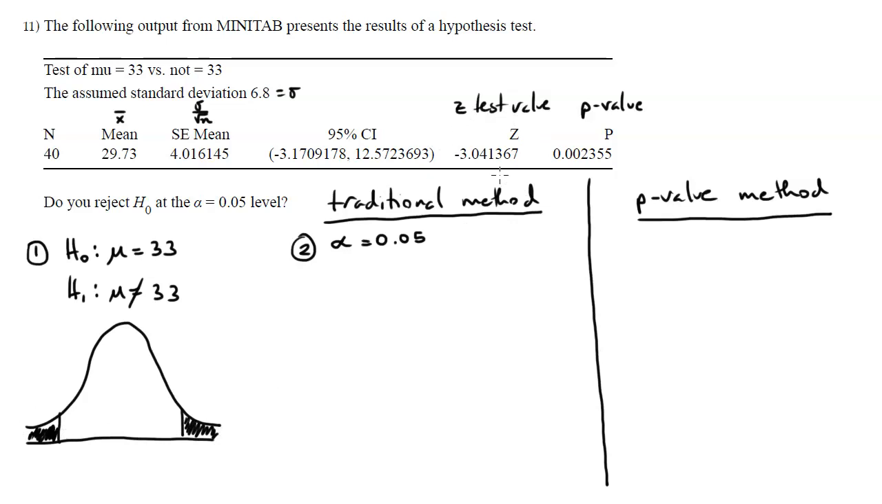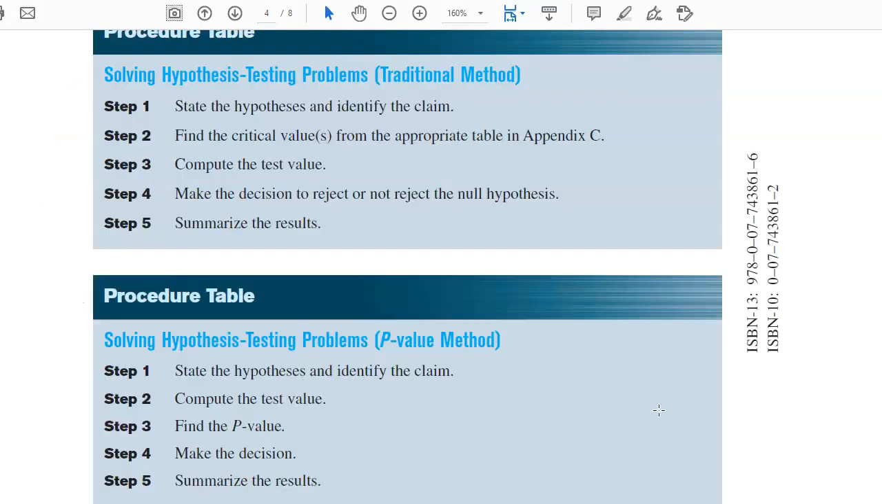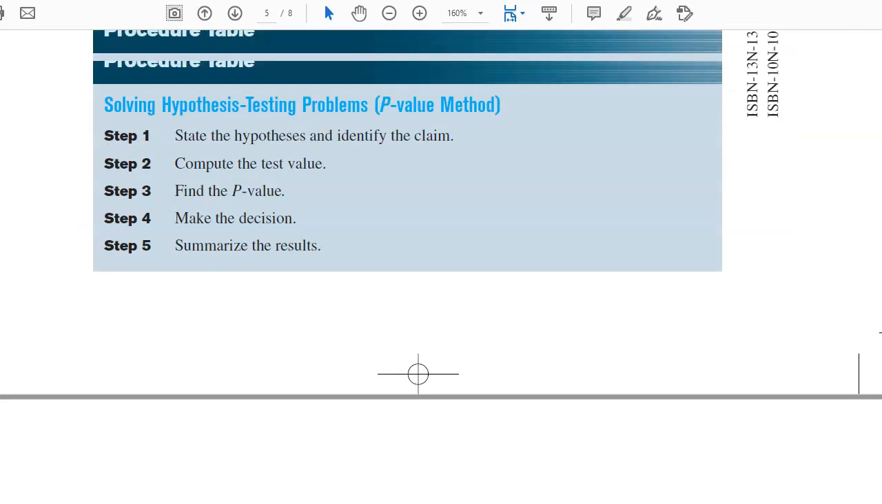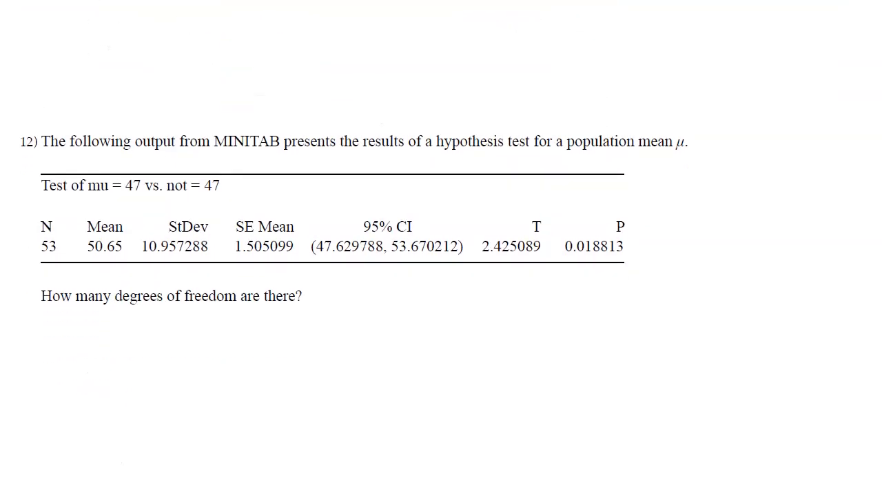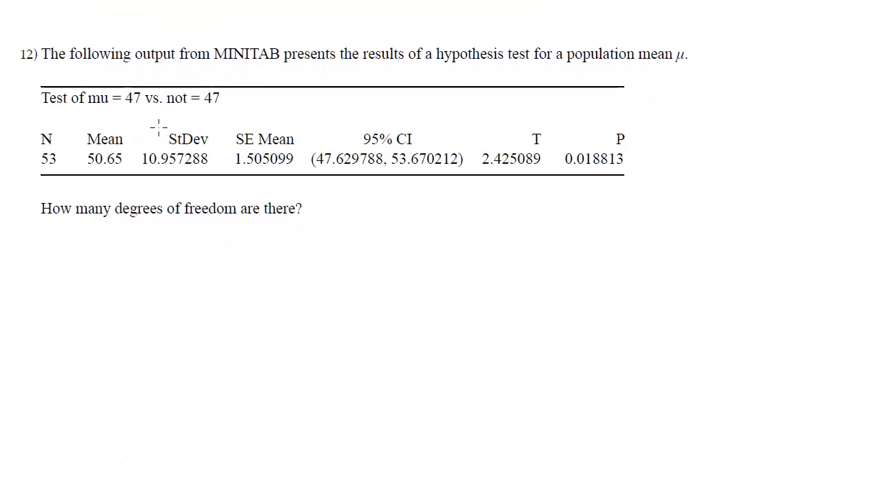This is a z-test. I know that because they give me the z-value, not the t-value. I also know that because I have the population standard deviation here, the assumed standard deviation. As opposed to the next one, if I leap forward: you see I don't have the standard deviation, the assumed population one, and they give me the t-value. This is going to be a t-test. Right? Okay.